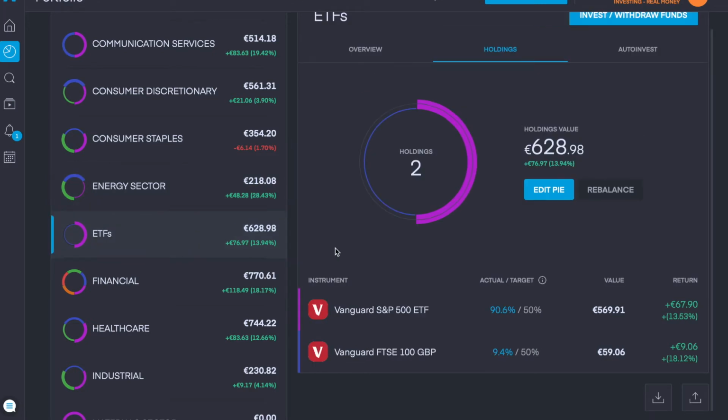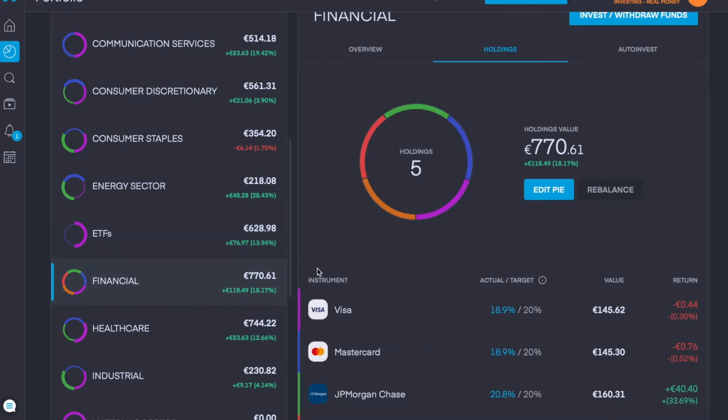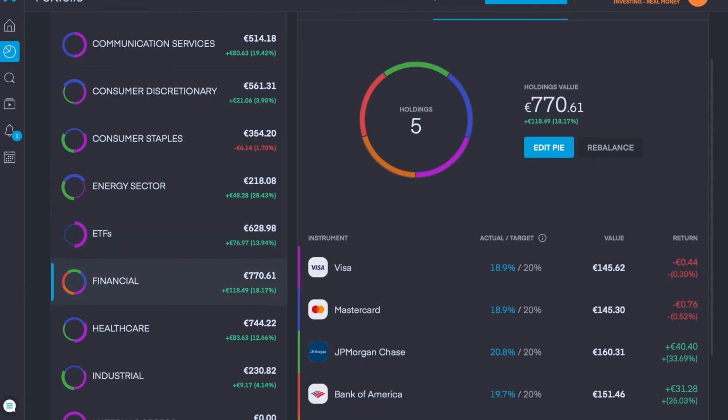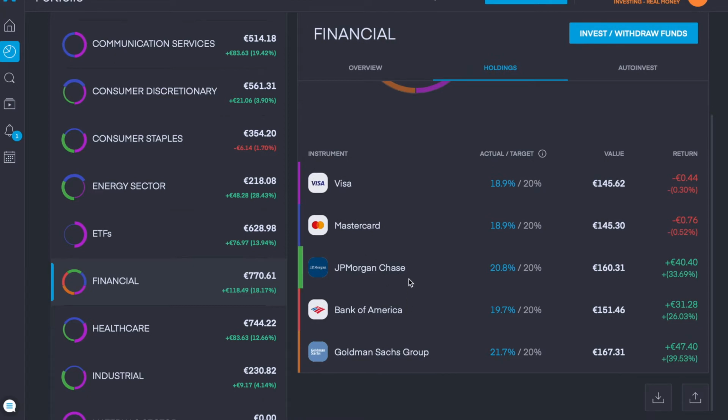Our 2 main ETFs, in the form of Vanguard SP500, is up 13.5%, and the Vanguard FTSE 100 GBP is up 18.12%, giving us an overall net profit of 13.9%. Financials were up 18% overall, and we can see here on screen that 3 of the 5 are in the green, which are JP Morgan & Chase up 33.69%, Bank of America up 26%, and Goldman Sachs up just under 40%. The 2 in the red are Visa and MasterCard, down 0.25% and 0.45% respectively.